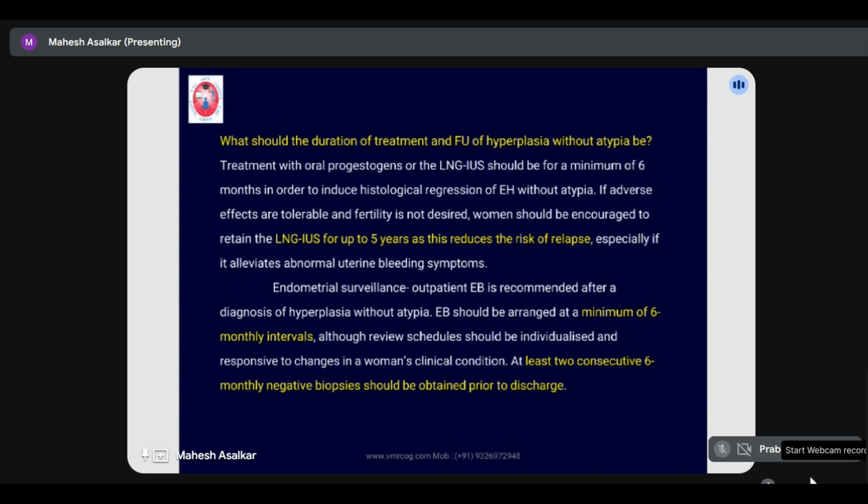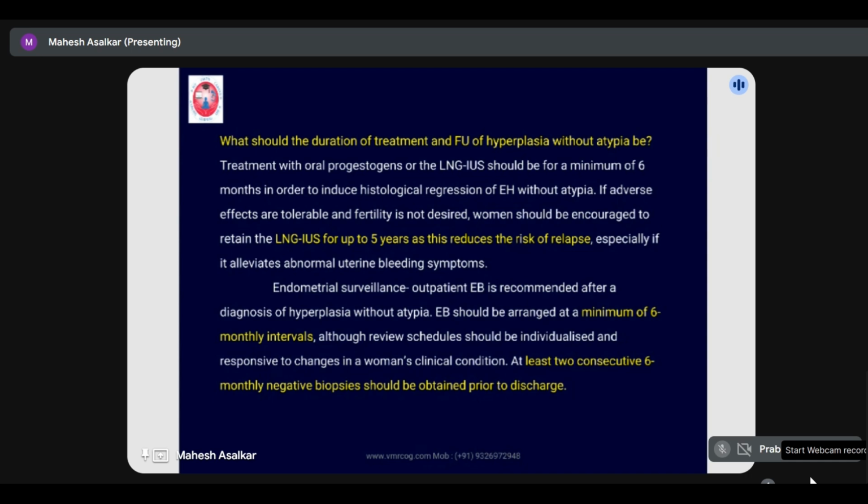But if a woman is given the LNG-IUS, then you have to encourage her to use it continuously for 5 years, because the risk of relapse is very less if the LNG-IUS is continued. Okay, now how should the endometrial surveillance be? If you give oral progesterone, you have to stop after 6 months. But if you are giving LNG-IUS, you will encourage the patient to use it continuously for 5 years, because it will reduce the risk of relapse.